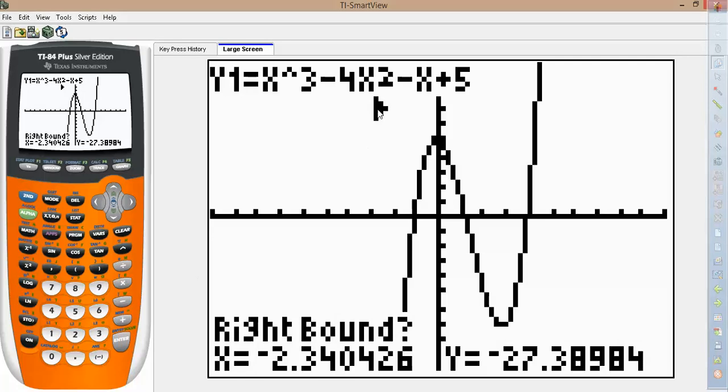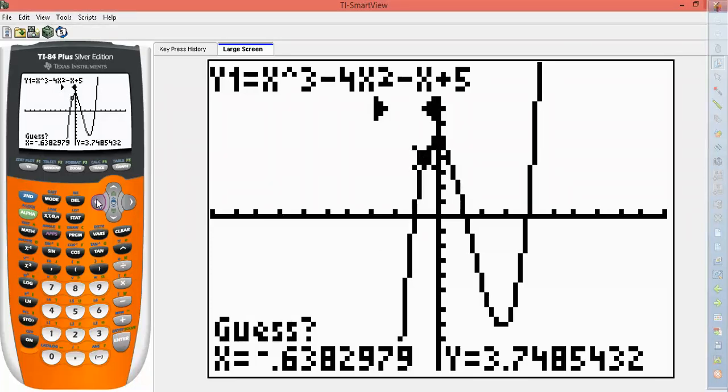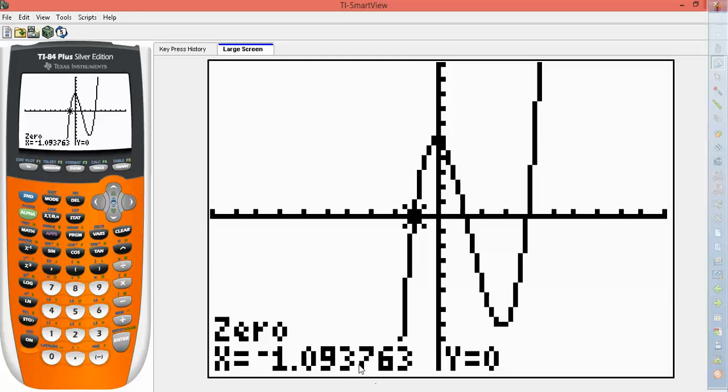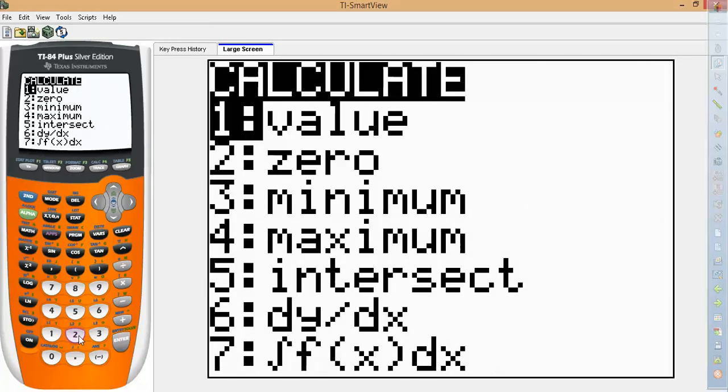Press enter. A little arrow pops up. Now it says right bound. Arrow to the right until you feel like you're to the right side of where that zero is. I think I'm on the right side when I'm above the x-axis. So press enter again. Guess. If there's only one zero in that little set of arrows, you really don't need to guess, but if you want to humor the calculator, go ahead. Press enter. There's that zero right there, -1.09, so not precisely 0. All you've got to do next is just repeat this for the other zeros.